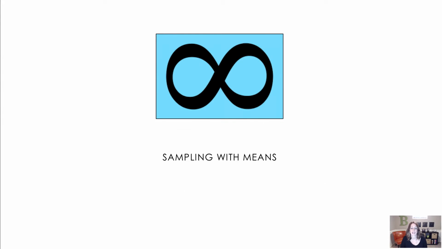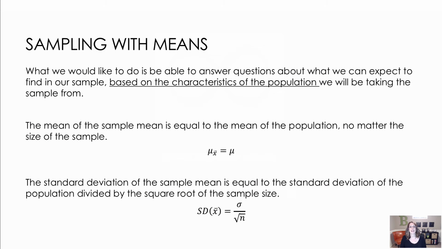So in this lesson, we're going to sample with means. And what that means is that we're sampling with the statistical mean or the average. So there's really two things that we'll focus on: either means, which is the average, or proportions, which is when you get a percent of a whole. And so that's what we'll look at next.